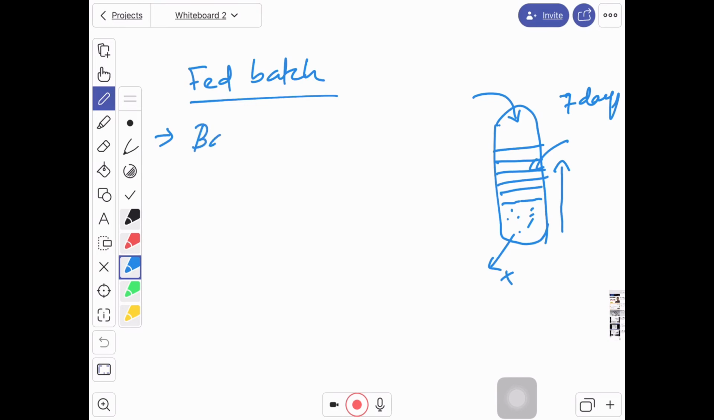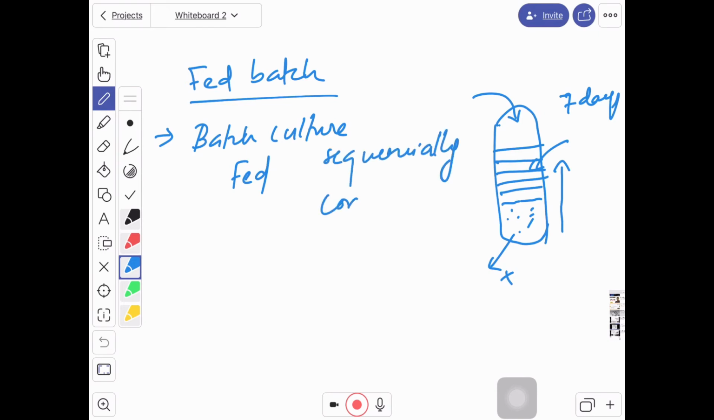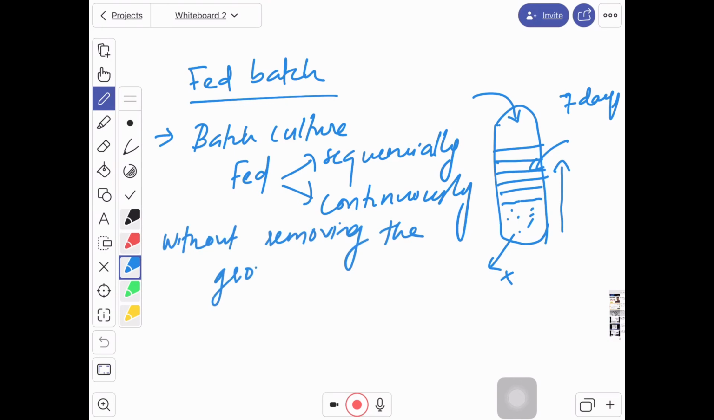So this is a batch culture which is fed either sequentially or sometimes continuously without removing growth medium. We are not removing the growth medium. One of the limitations of this fed batch culture is that after a certain volume we cannot add further nutrients to that. Then we have to stop that. Again the entire vessel is emptied. We will fill again another batch. This type of culture is known as fed batch culture.